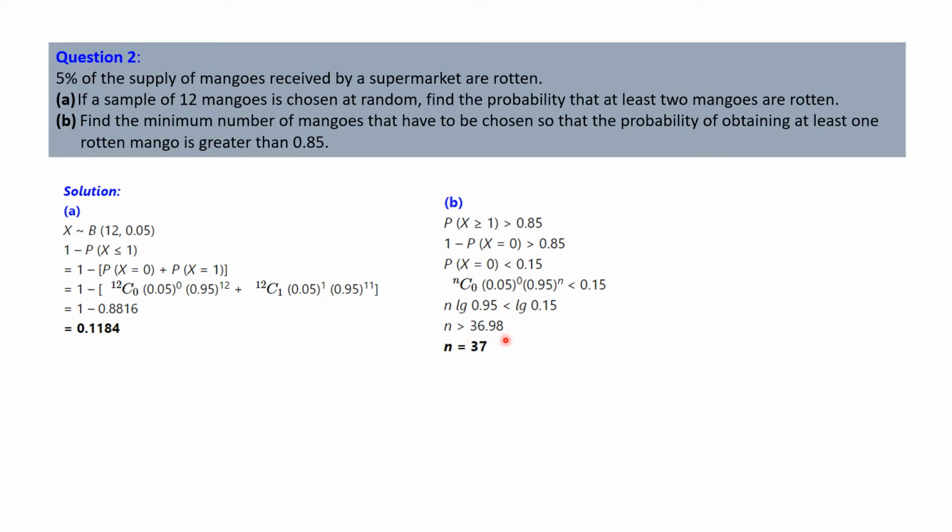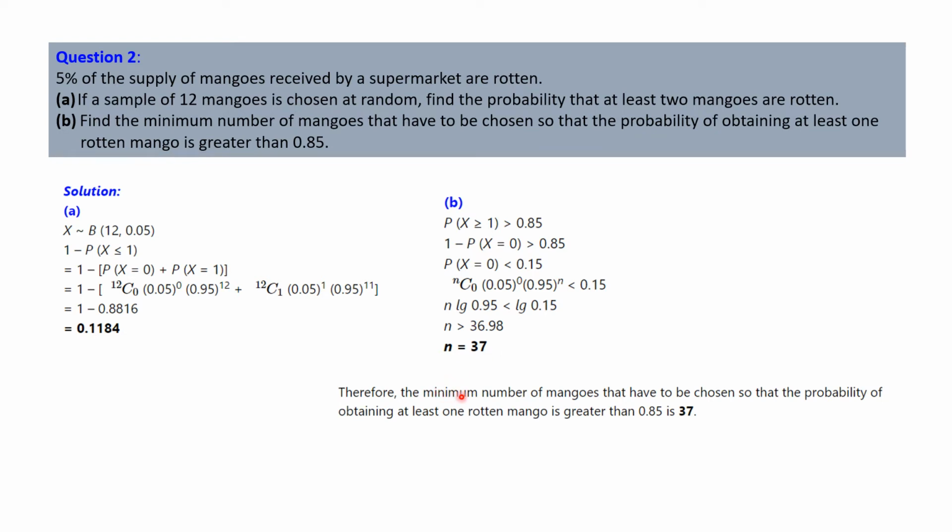36.98. So we are asked to find the minimum number of mangoes. So the first integer which is greater than 36.98 is 37. Therefore, the minimum number of mangoes that have to be chosen so that the probability of obtaining at least one rotten mango is greater than 0.85 is 37.